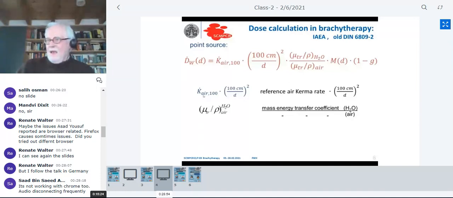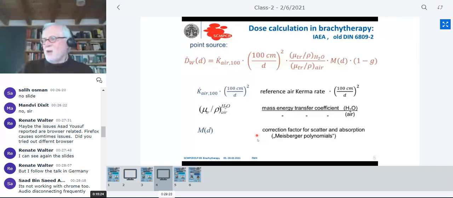Next step is to transform the air kerma rate into water kerma rate, and that is done with the ratio of the mass energy transfer coefficient of water divided by the mass energy transfer coefficient in air. And then we correct for scatter and absorption with these Meisberger polynomials. Then there are some small corrections which are almost negligible in brachytherapy with the high energy sources that we are using. This gives us this equation.